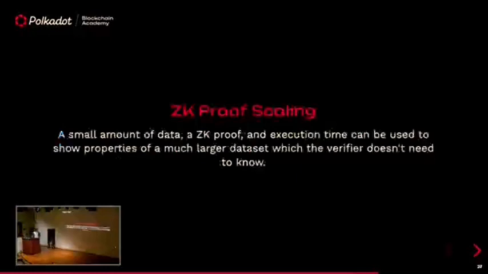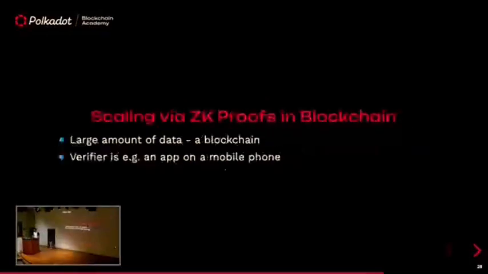And another thing with ZK proofs is that they can be used as a sort of scaling solution, because you can have a small amount of data, because again, SNARKs are succinct, which is the ZK proof, and then some execution time in order to show properties of a much larger data set that the verifier doesn't even need to know. So these are really, really complex and also really magical. It's really crazy that this is possible, and it almost is hard to believe.